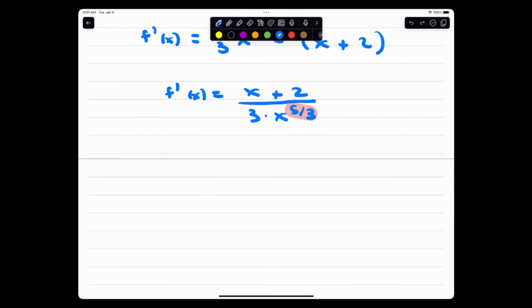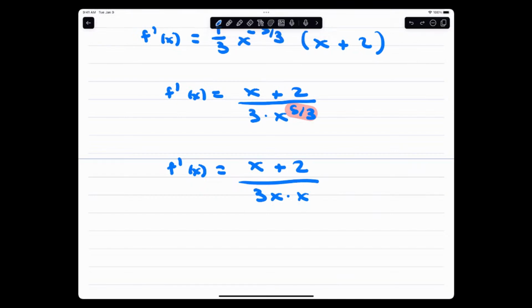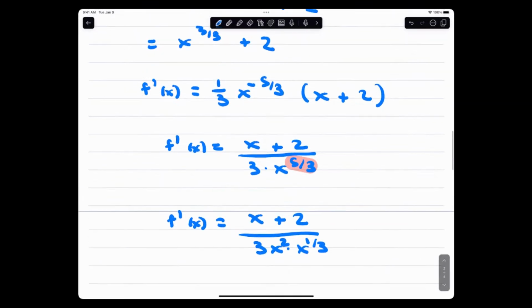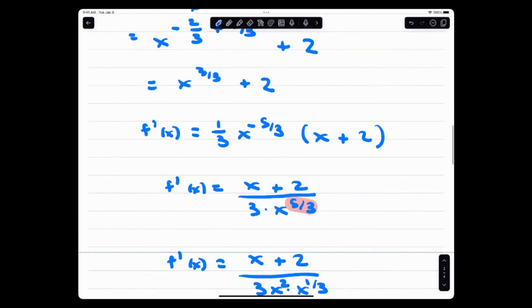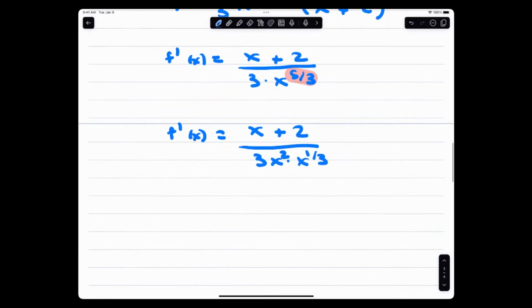If you guys recall, you get x plus 2, and what is that? Isn't that 3x to the, what is that? X to the 2/3? Is that right? Mixed number? I think it's x squared. I apologize. Yeah, it's going to be x squared times x to the 1/3. So here's the derivative: x plus 2 over 3x squared cubed root of x.